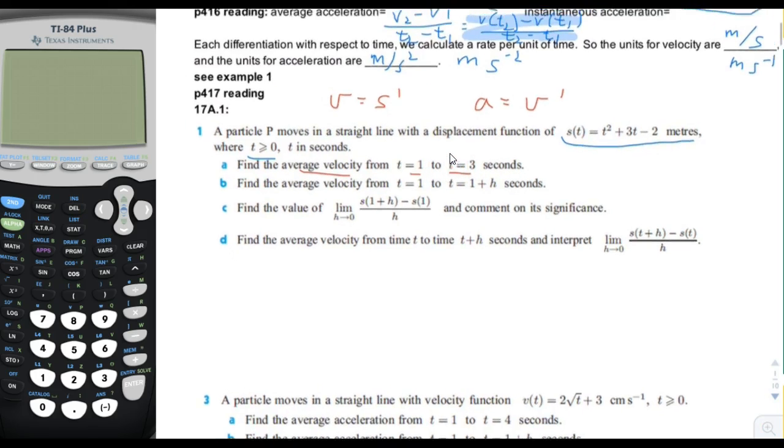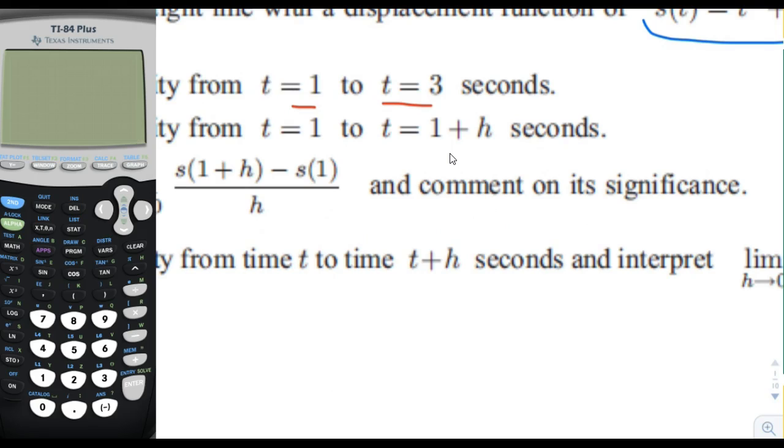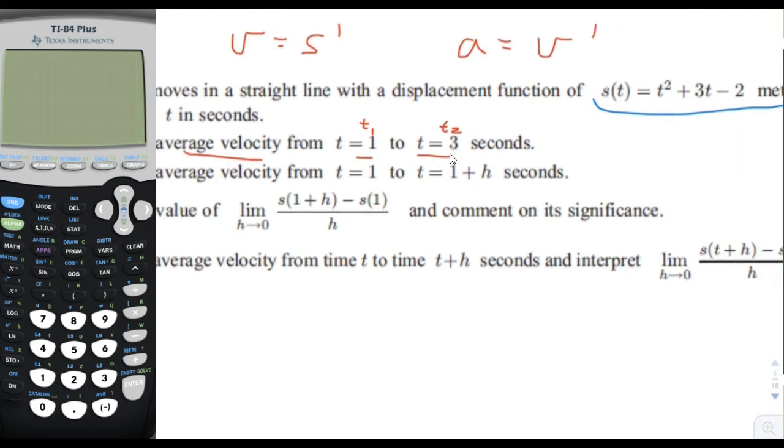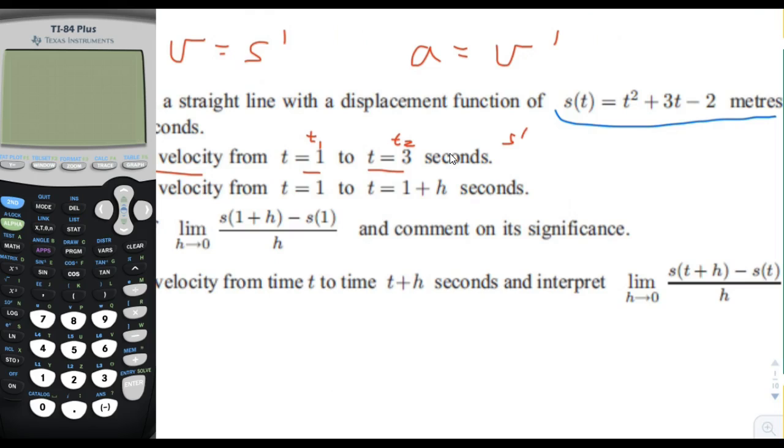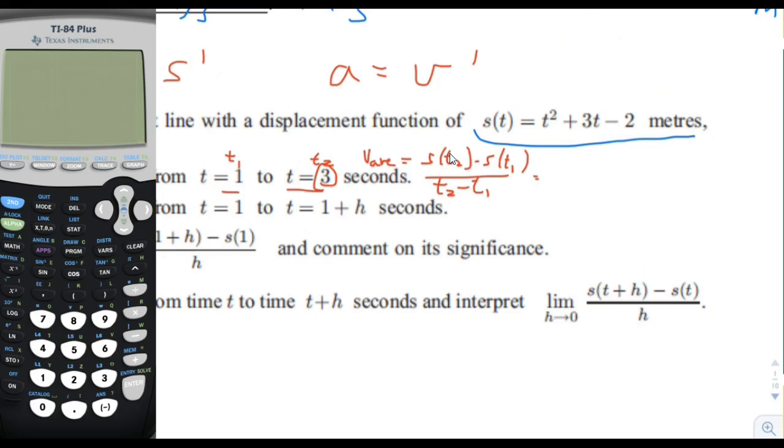So you can see that time equals 1 is going to be our t1, and then 3 is going to be our t2. And we're going to use our equation from above, which was that the displacement at t2 minus the displacement at t1, divided by t2 minus t1, is our average velocity. Okay, so if t2 is 3, then what is our s(t2)? Well, we're going to put 3 in there, so it'd be 3 squared plus 3 times 3, which is 9, minus 2. So that is our s(t2).